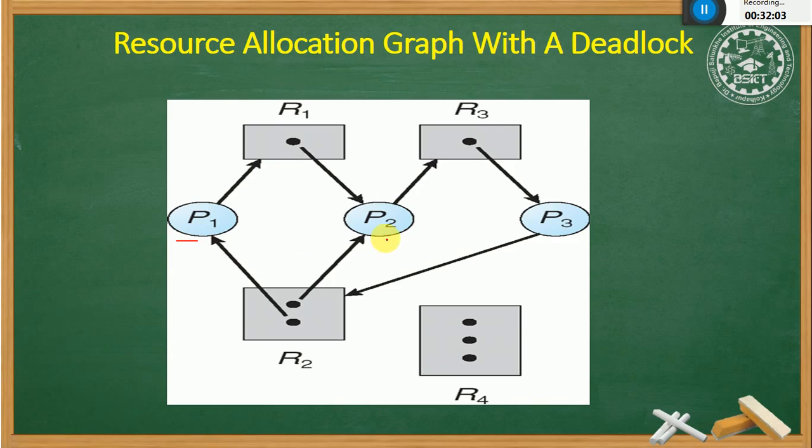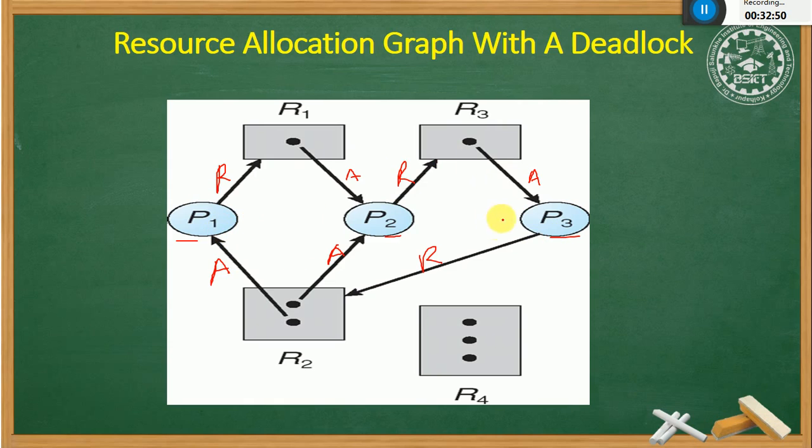Okay, so we have processes P1, P2, P3. P1 is requesting R1, which has one instance, but it is allocated to P2. P2 is requesting R3, but it is allocated to P3. P3 is requesting R2, but R2 is assigned to P1 and P2, correct? Because it has two instances. So P1 requesting R1, which is held by P2. P2 is requesting R3, which is held by P3. P3 is requesting R2, which is held by P1.